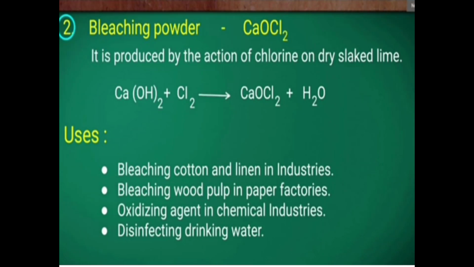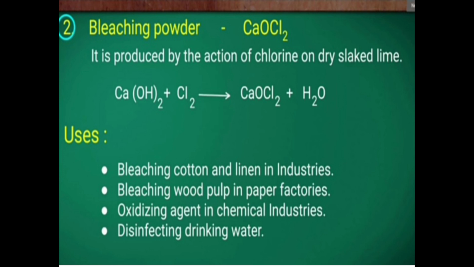Then second is bleaching powder. Another chemical formed from common salt is bleaching powder. It is produced by the action of chlorine on dry slaked lime. Ca(OH)2, that is calcium hydroxide, is known as dry slaked lime. When chlorine reacts with dry slaked lime, it gives us CaOCl2, that is bleaching powder, plus water.